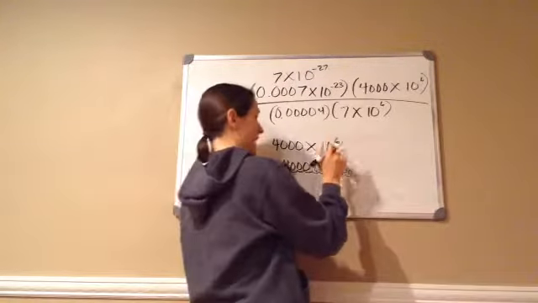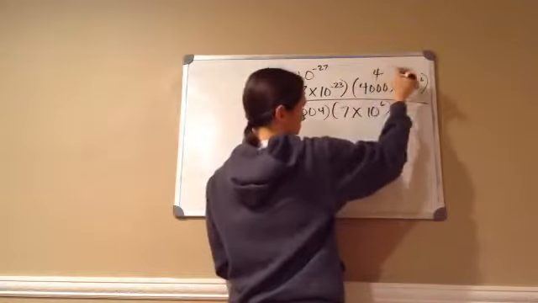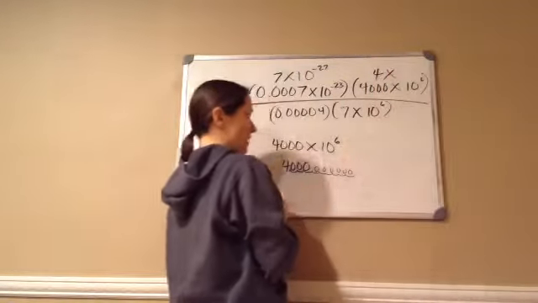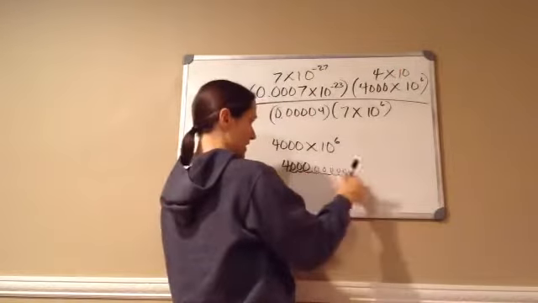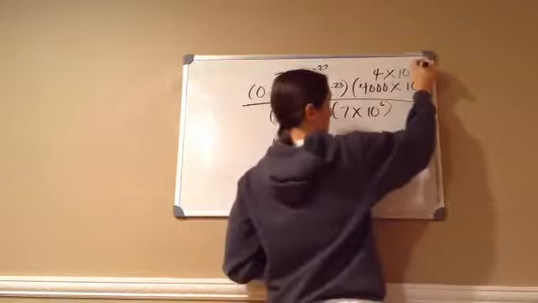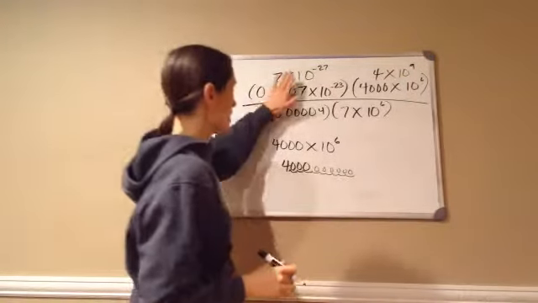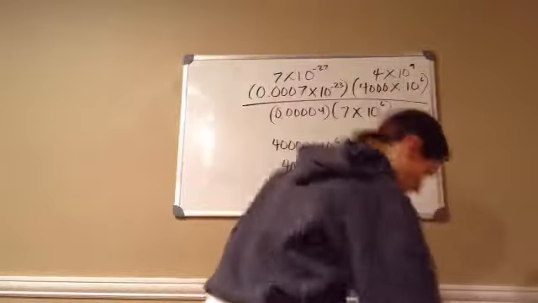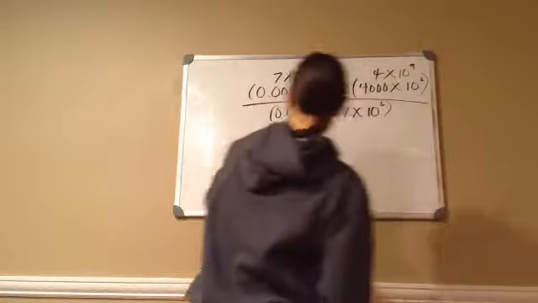6 and 3 make 9. So 4 point 0 is the same thing, times 10. And this is 6 plus 3 more makes 9. So 4 times 10 to the 9. Okay? So now, those are our top two. All right, let's go on and make these into scientific notation.